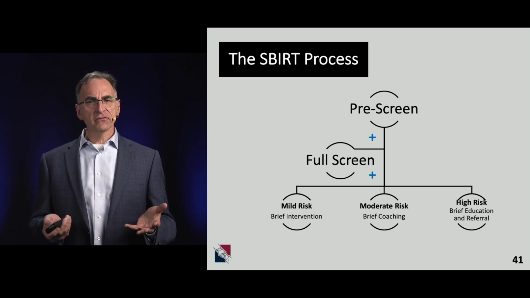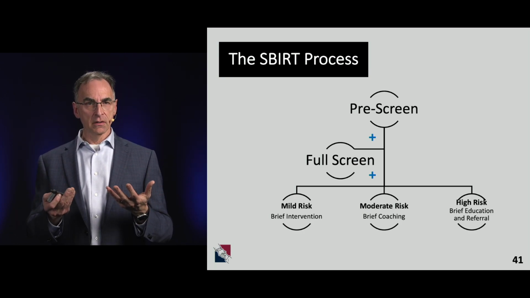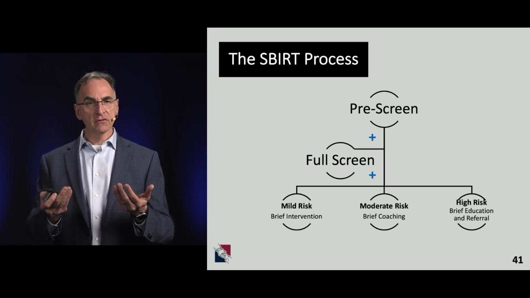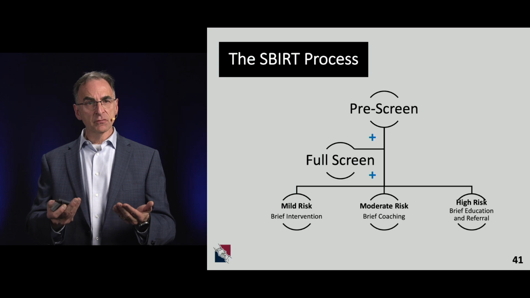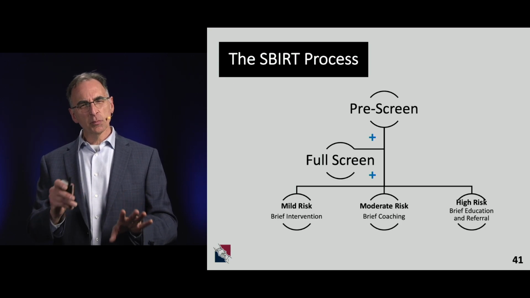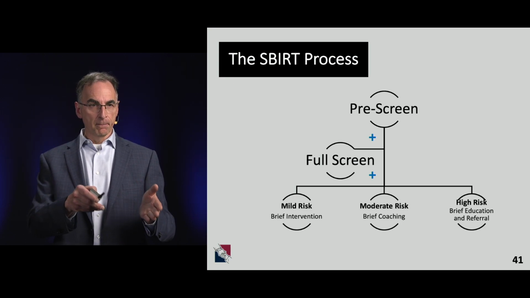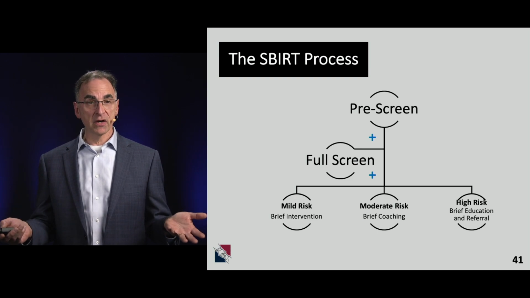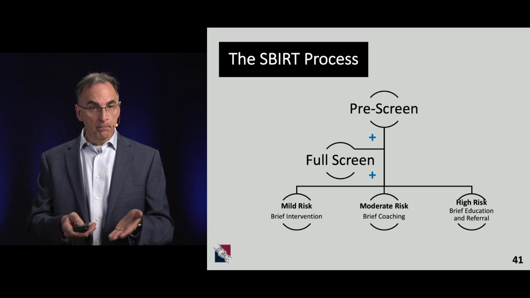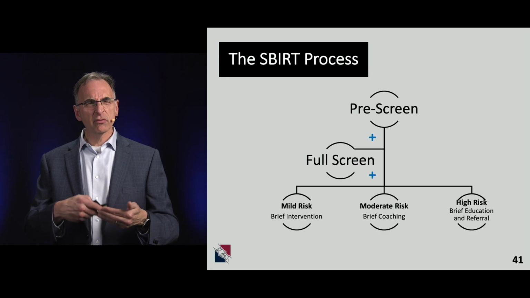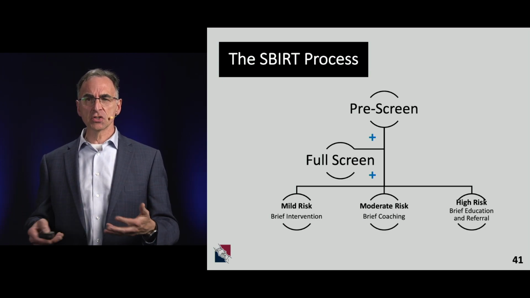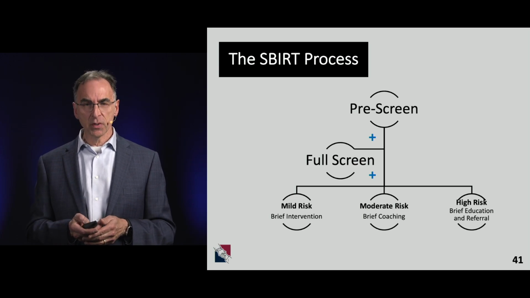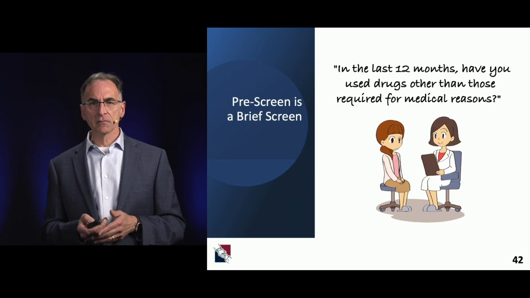So the SBIRT process begins with a pre-screening stage, and if the pre-screening is positive, it moves to a full screening. Based on the results of the full screen, we determine each individual's risk: mild, which may only require brief intervention; moderate risk, which requires more intervention and counseling; and high risk, which requires more education and training and often referral to a substance use disorder program.